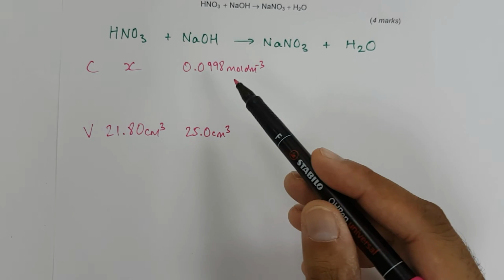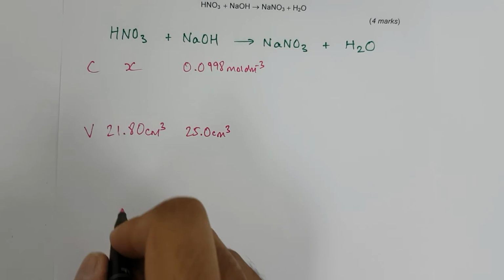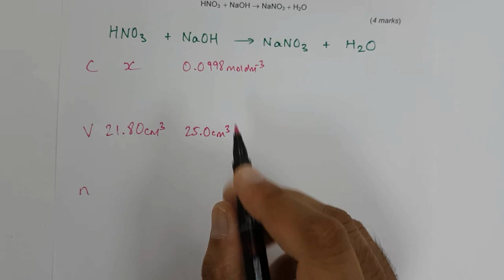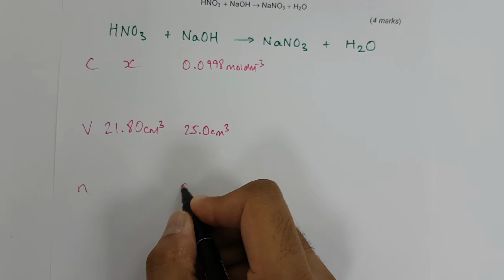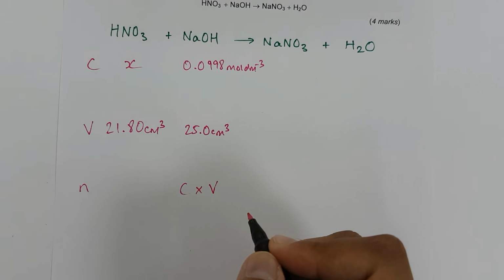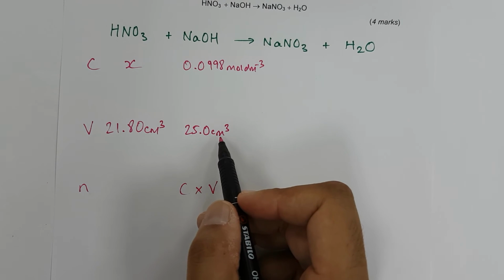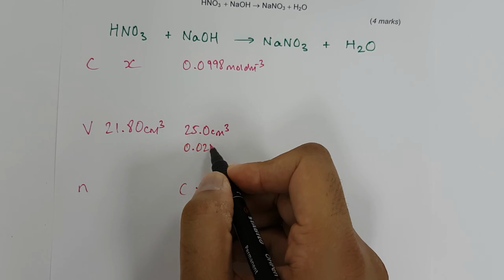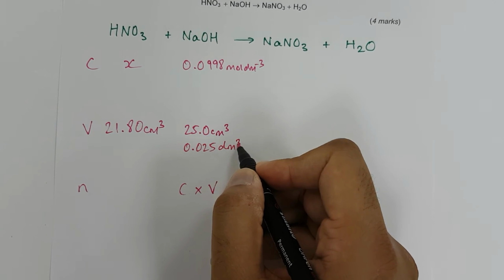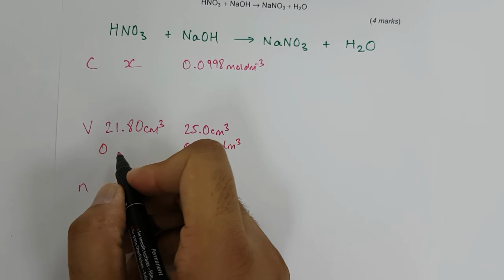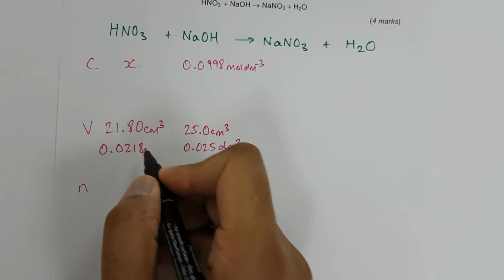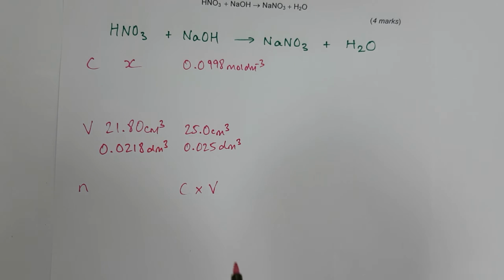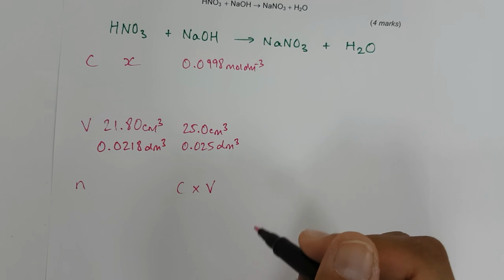So some of you could probably already see that the first thing we could do is work out the moles. And to do that, we need to multiply the concentration by the volume, C times V. The centimeters cubed we need to convert, and the first mark is for converting correctly to decimeters cubed, so we divide by 1,000. And while I'm here, I may as well convert the nitric acid volume as well. So we're ready to go.